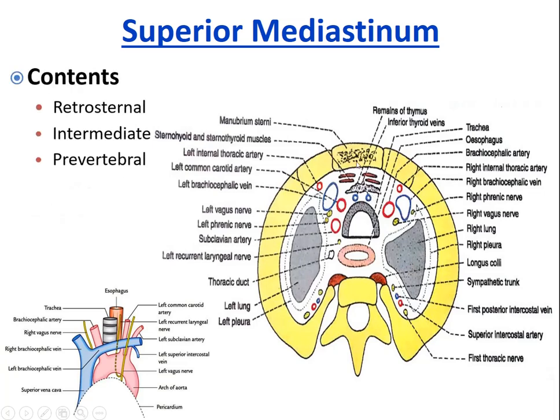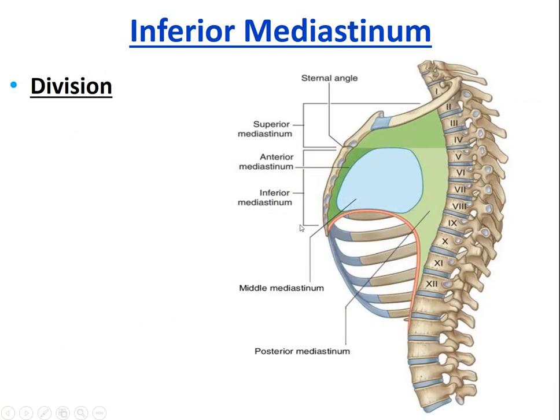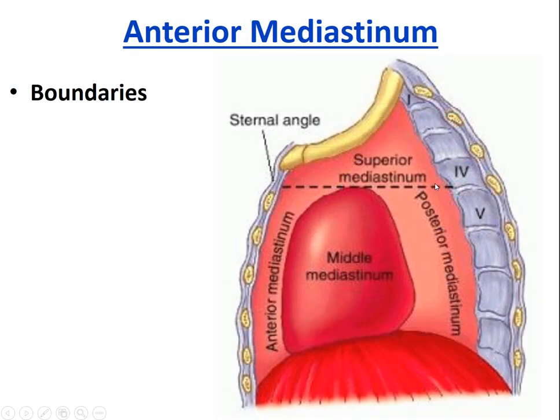Some will divide that content into retrosternal, intermediate part, and the prevertebral part. So whatever way you can lie, remember it's up to you. Now the inferior mediastinum, as we know, is divided into anterior, middle, and posterior mediastinum. So let us first see the boundary of anterior mediastinum.